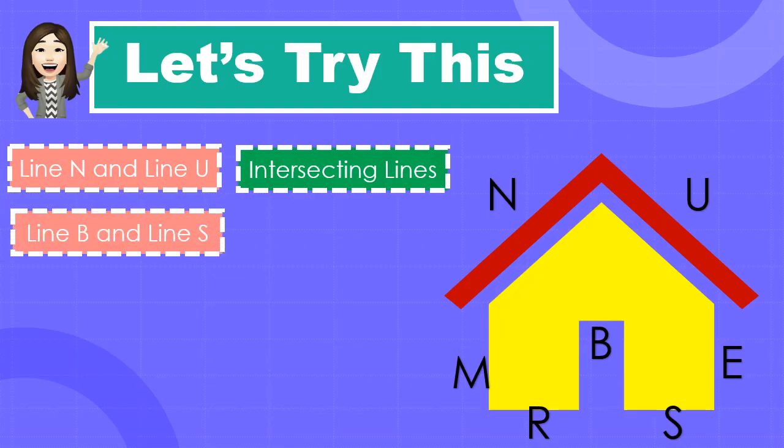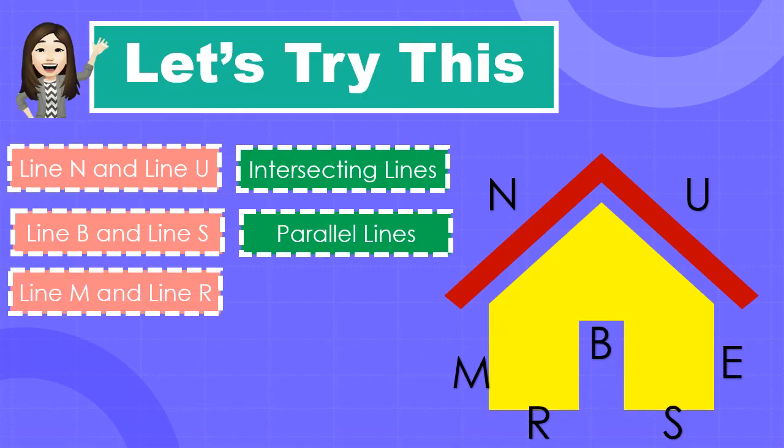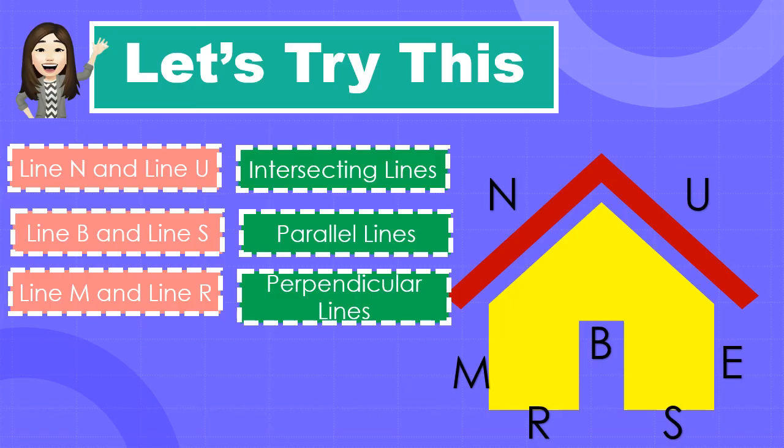How about line B and line S? Very good. They are parallel lines. Even if we extend line B and line S, they will never meet. How about line M and line R? Very good. Since they form a square corner, they are perpendicular lines.